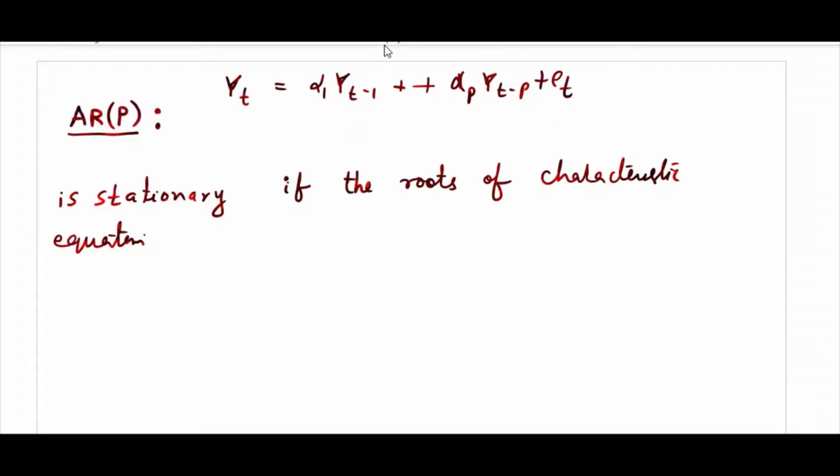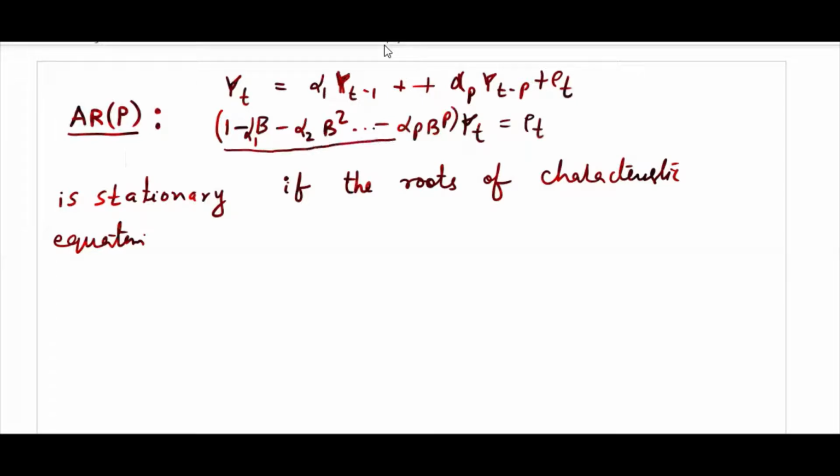Yt minus alpha 1, for yt minus 1 you write B of yt. So what will happen? Yt will be equal to alpha 1 B yt and so on up to B^p yt. That way you can write, bring everything this side and take yt common. So you get (1 minus alpha 1 B minus alpha 2 B square, that way minus alpha p B^p) yt is equal to et. This is the process. And this one you need to remember, you replace B by z here.